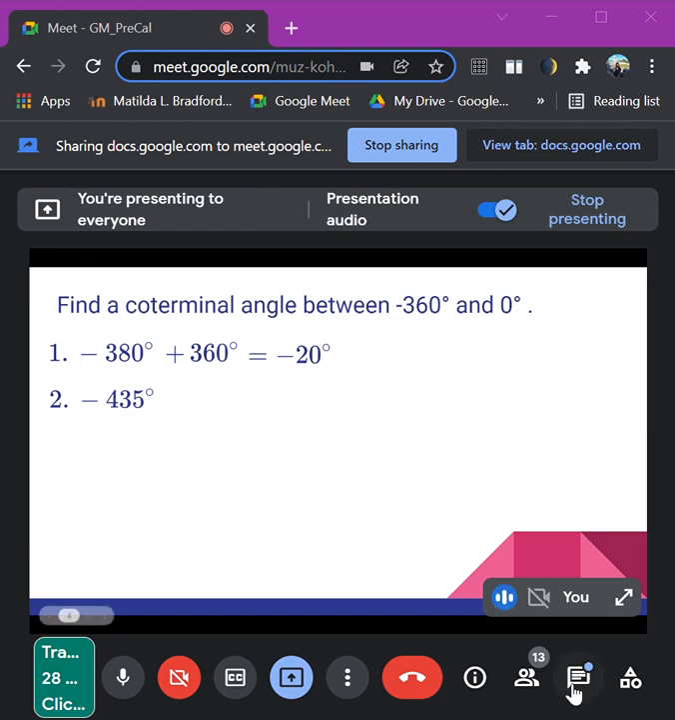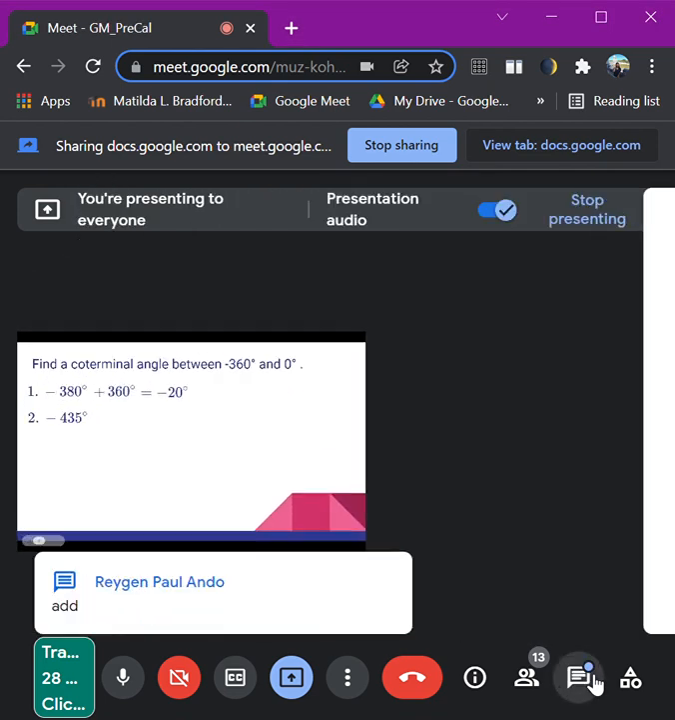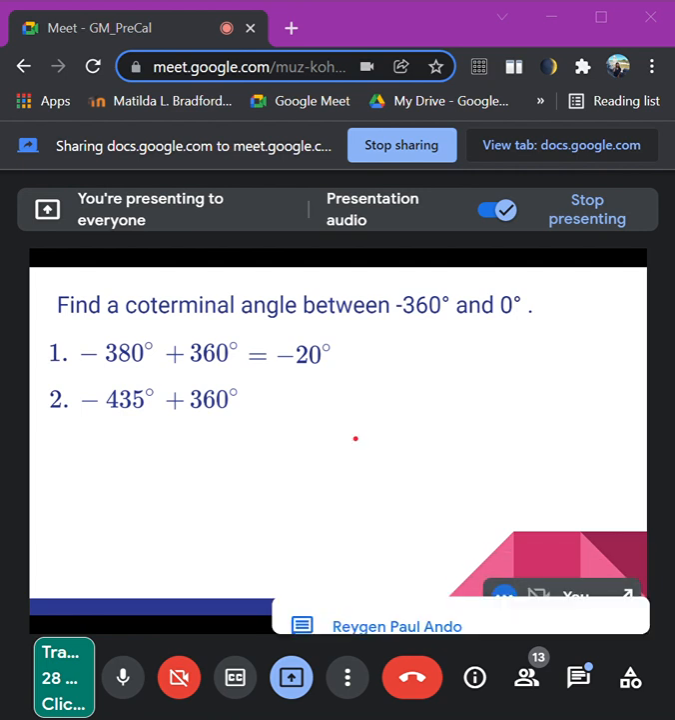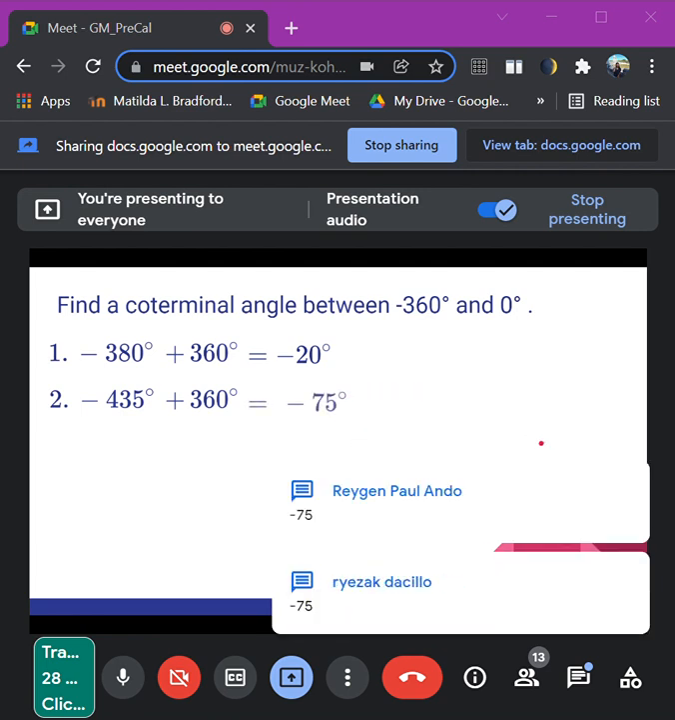435, what we're going to do here? Add or subtract? Okay, add 360. What's the result? That is 75. Final answer, yes or no? Yes, very good. Let's go to the next one, 640.